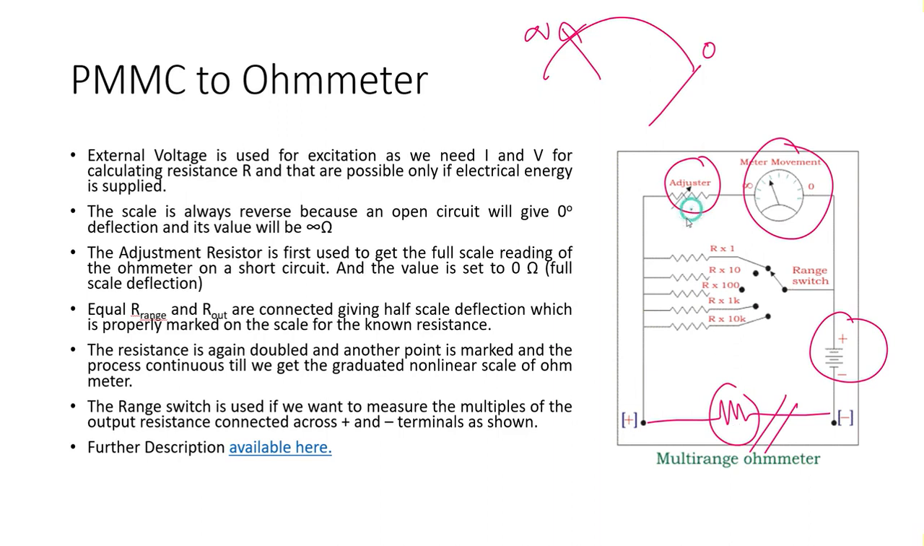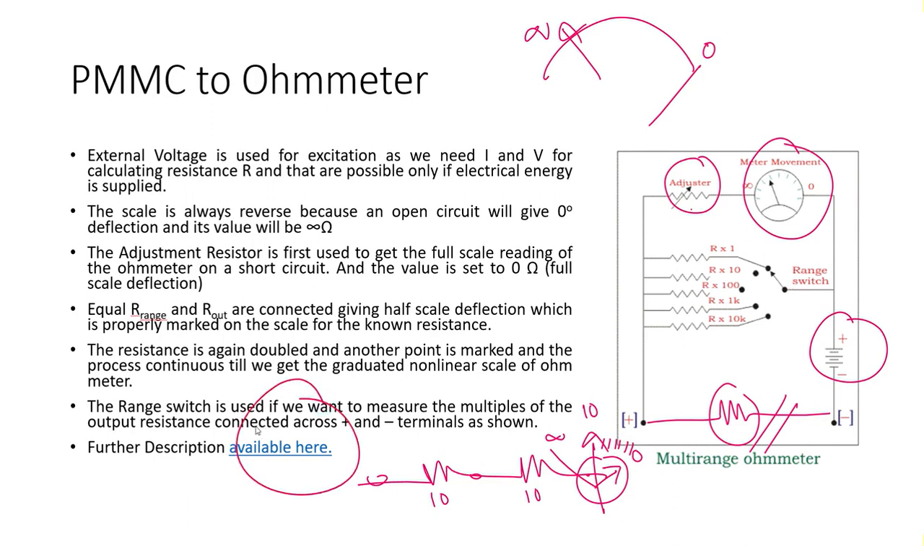If this resistance is equal to this resistance, what will happen? The voltage will divide equally in these two, and thus the current deflection will become half. So let's say this is 10 ohm and this is 10 ohm. So at half we say that this is 10 ohm, this side is infinity and this side is 0. Now between 0 and 10 we can graduate it as well. So this is the mechanism. Further you can study this topic in this link. So this is the general mechanism of conversion.